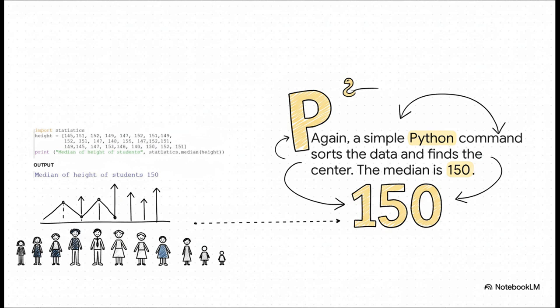And finding the median is just as easy. A simple command in Python sorts all the data for us and just plucks out the number right in the middle. No manual counting, nothing. For this group, the median height is 150.